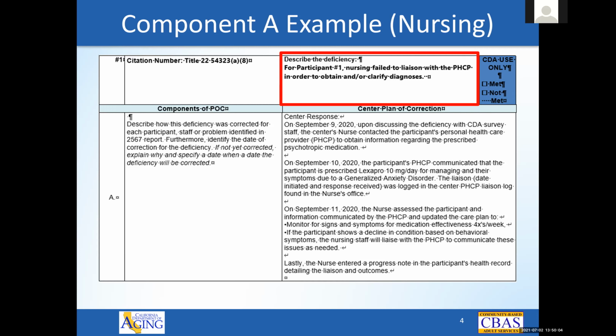On September 11th, 2020, the nurse assessed the participant and information communicated by the participant's healthcare physician and updated the care plan to the following: monitor for signs and symptoms for medication effectiveness 4 times a week.